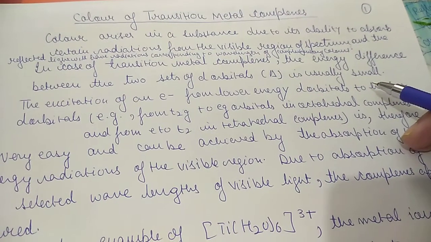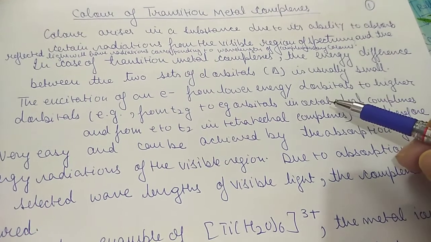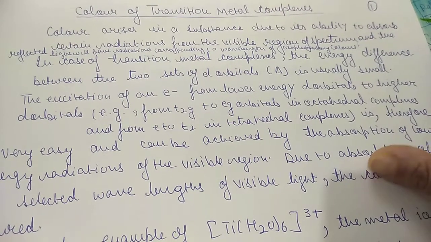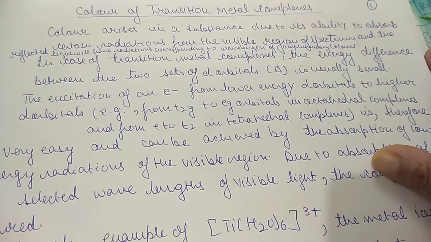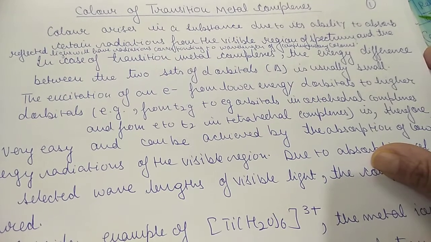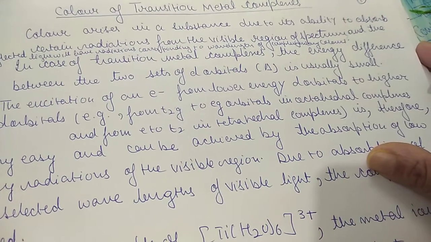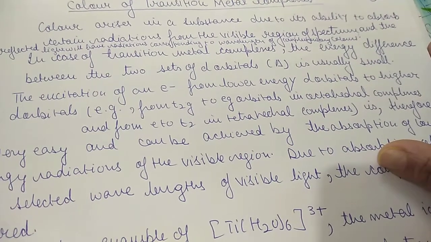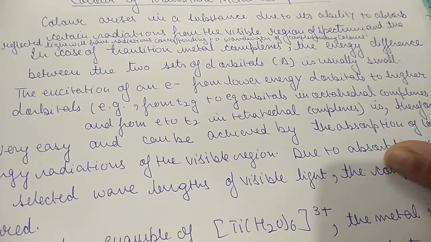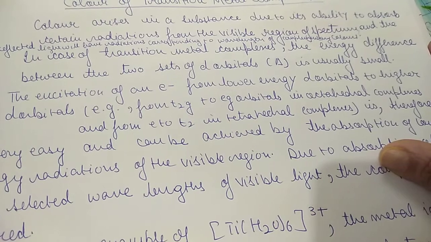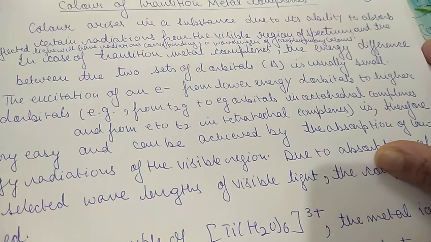So next we have color of transition metal complexes. Why do transition metal complexes have color? What is the reason behind it? Color arises in a substance due to its ability to absorb certain radiations from the visible region of the spectrum. किसी भी substance का color तब आता है उसमें when it absorbs radiation of a particular wavelength. The wavelength should be in the visible region of the spectrum, because only the visible region is visible to the naked eye or human eye.